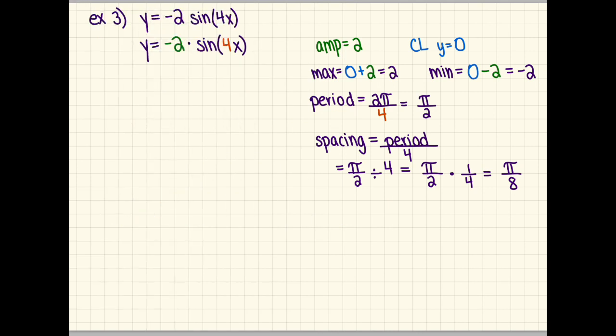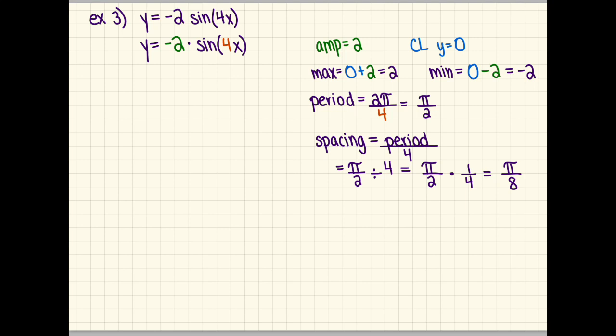So let's look at an example where our period is going to be different than 2 pi, which is going to change our x-axis. So example 3, we have y equals -2 sine of 4x. So our amplitude is 2. My center line is 0 because there's nothing added or subtracted after.